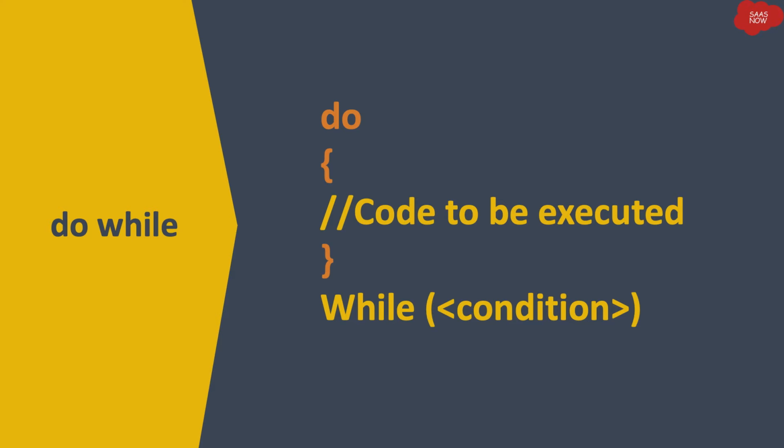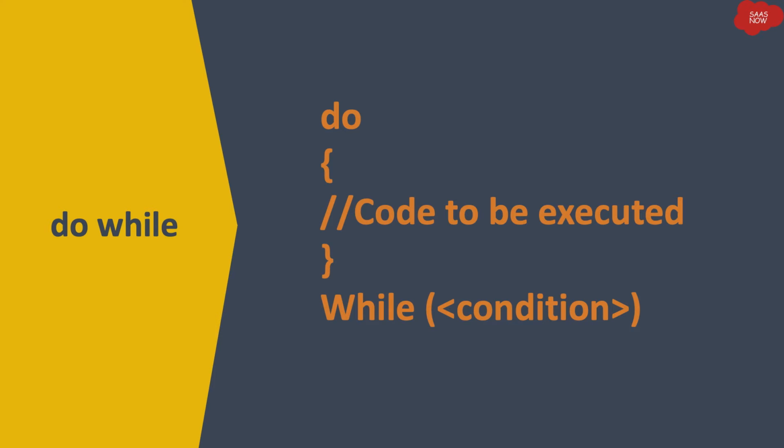Now in this curly bracket, you will put the code which you want to execute in the loop. Then you put the while keyword, and then you also put the condition in brackets. So it is slightly different from while loop. In while loop, you check the condition first and then execute the code. But here it is kind of, I would say, opposite. It basically runs that code once and then it checks the condition.